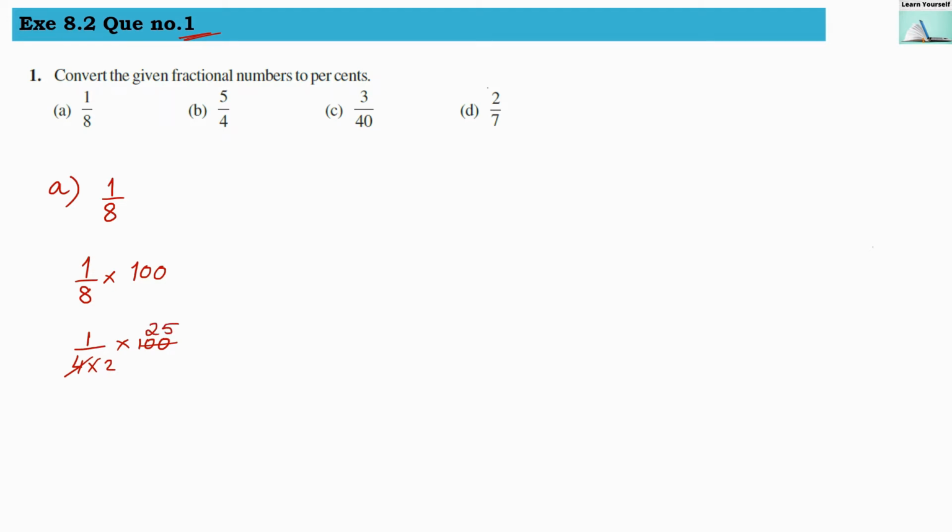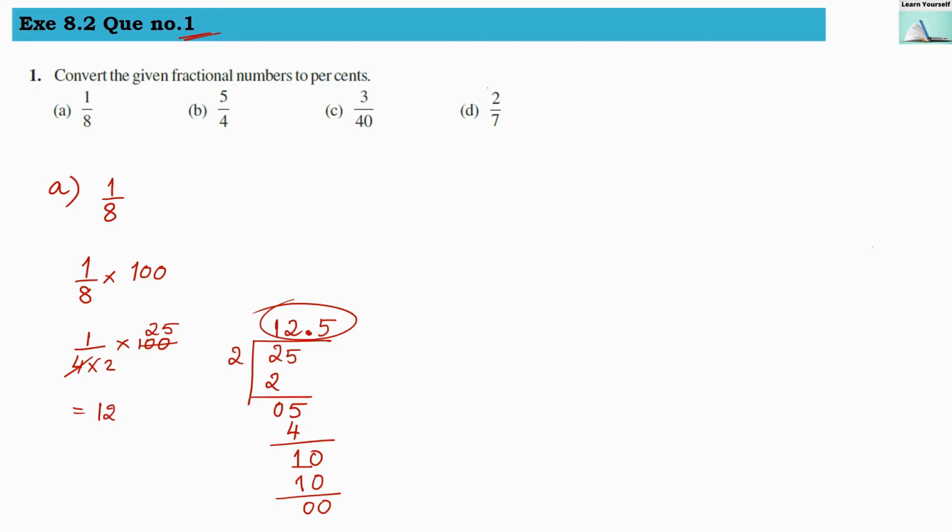So 25 divided by 2. Let us divide that. 2 ones are 2, 0. Bring down 5. 2 2s are 4, we get 1. We keep here a point and put 0, and we write 5. So we get 10 and later 0 remainder. So our answer is 12.5. So 12.5 percentage will be the answer from this numerical.